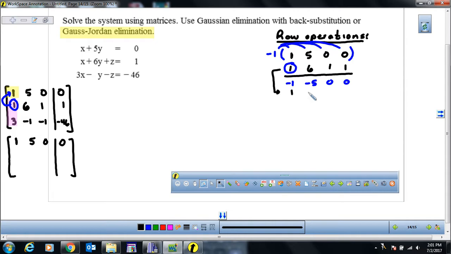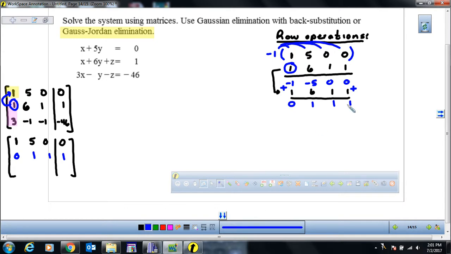Then we're going to bring this other equation, and what we're going to do to them is add them. Right? So we're going to add these two. Negative 1 plus 1 is a 0, negative 5 plus 6 is a 1, 0 plus 1 is 1, 0 plus 1 is 1. So my second row is 0, 1, 1, and 1.